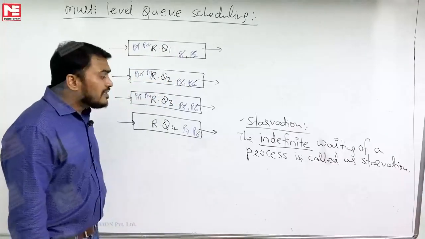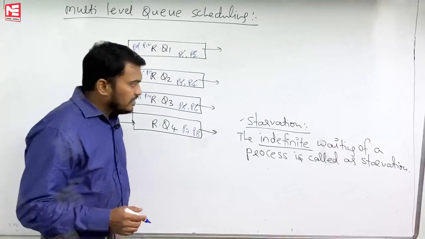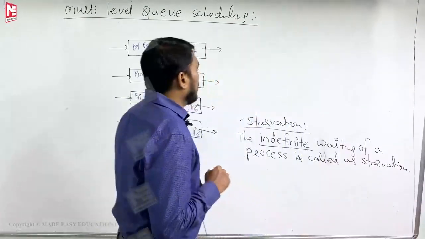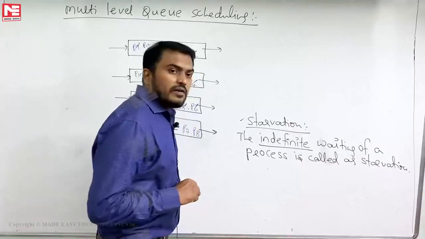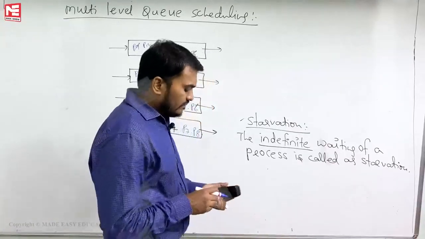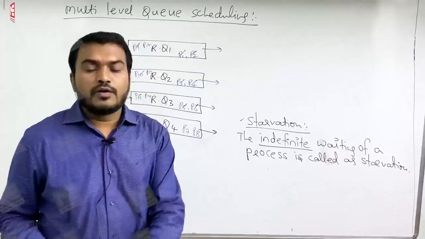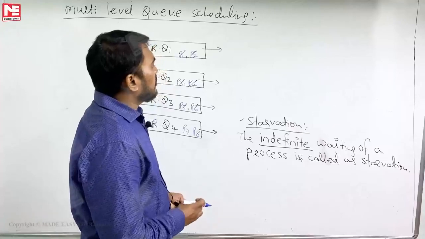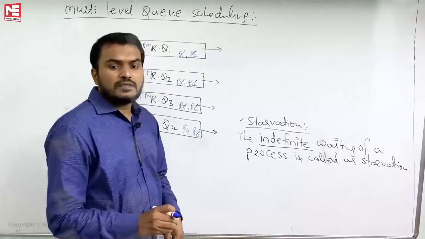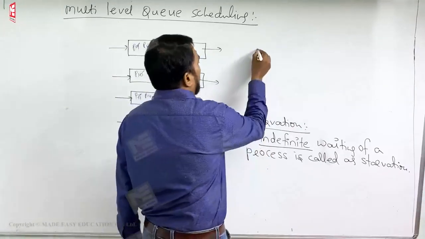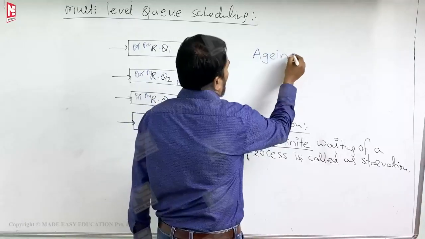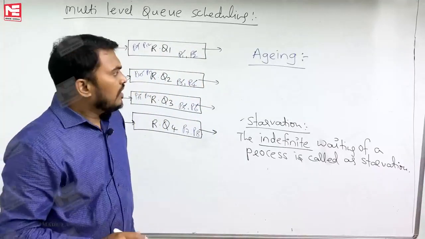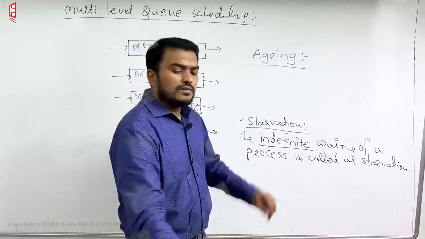Now how are we going to avoid this problem of starvation? Note down, keep it as a note. To avoid the problem of starvation, the concept of aging will be used. The concept of aging, I am writing here. The concept of aging will be used. What is the meaning of aging? Note down, keep the heading aging.